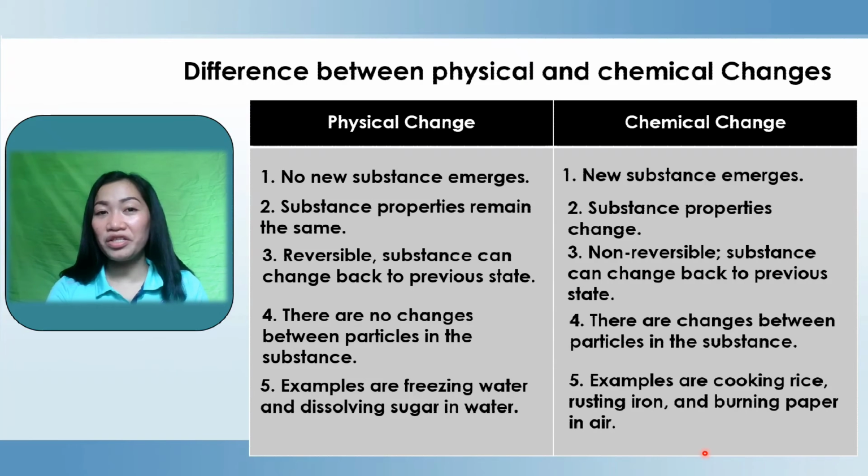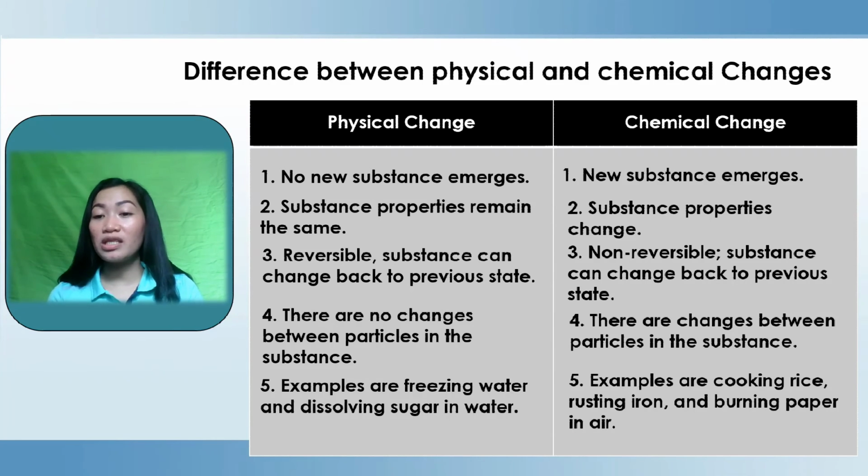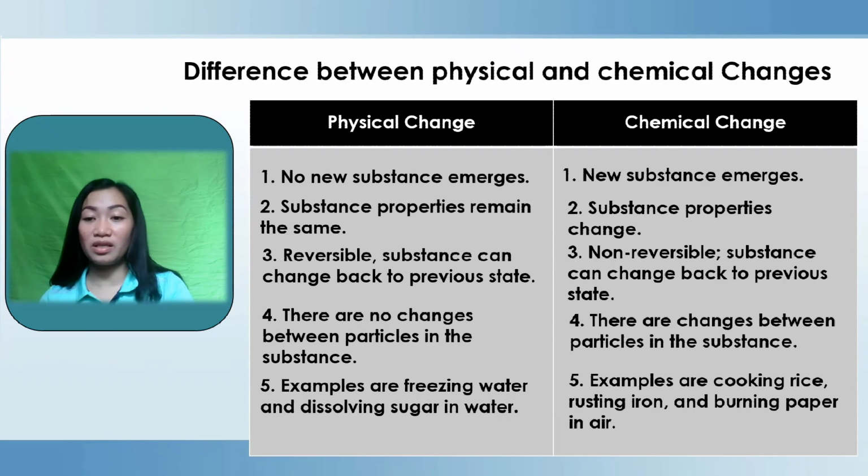But in chemical change, examples are cooking rice. From uncooked rice to cooked rice, it becomes soft and sweet. So there is a chemical change. Also the rusting of an iron, the burning of the paper in the air. There is a chemical reaction because you use fire, you use heat. And there is a new substance being formed.